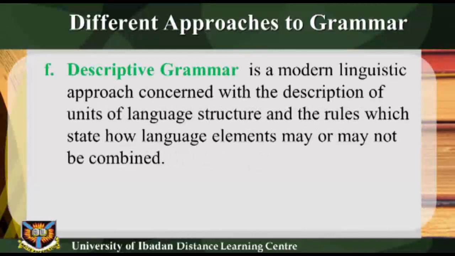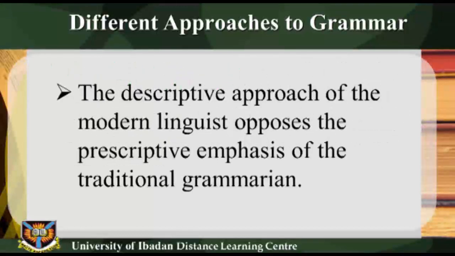F. Descriptive grammar. This is a modern linguistic approach concerned with the description of units of language structure and the rules which state how language elements may or may not be combined. For the language scholar, grammar embraces morphology, word formation, and syntax, combination of structures larger than words, for example, phrases and clauses, and the rules underlying their constructions. The descriptive approach of the modern linguist opposes the prescriptive emphasis of the traditional grammarian. This course is concerned with descriptive grammar, which embraces morphology and syntax.